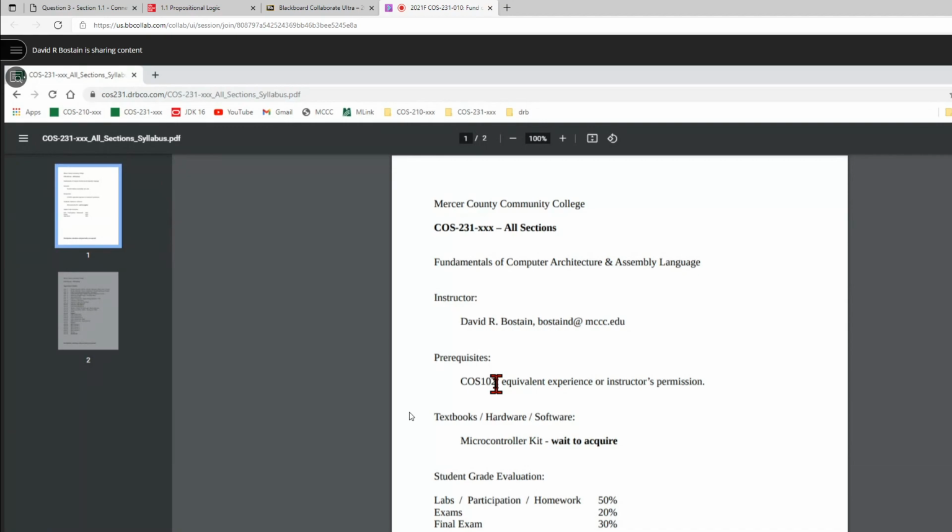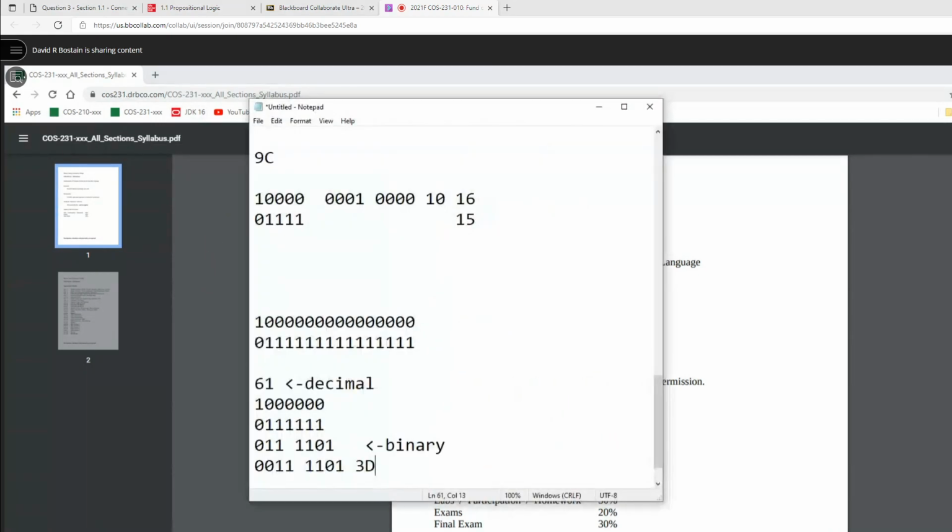We are going to, however, require a microcontroller kit. We're going to be using it toward the end of the semester: the ATmega328P. Let me write that down for you here.